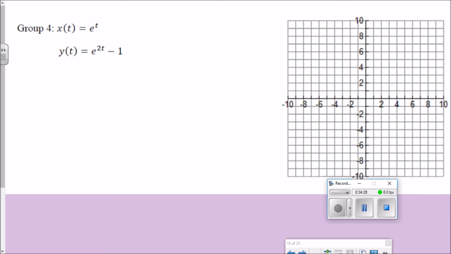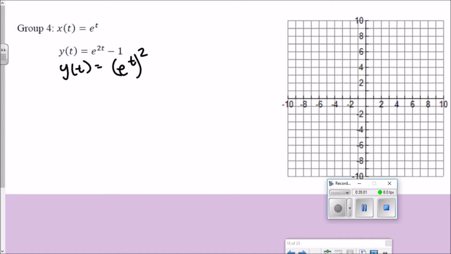Number 4. Okay, let's try out number 4. Number 4 has x of t and y of t. Again, notice this is e to the t. Notice this is e to the 2 times t, which, by the way, is just e to the t, squared, right? So that's something to think about here. So if I wanted to get this into rectangular form, what do I have? I have e to the t squared. Again, whenever you have an exponent to an exponent, you multiply. So what is this really? It's e to the 2 times t, or t times 2, either way.